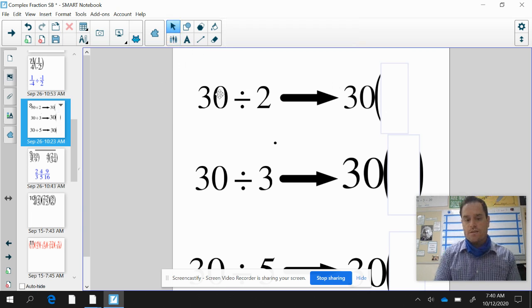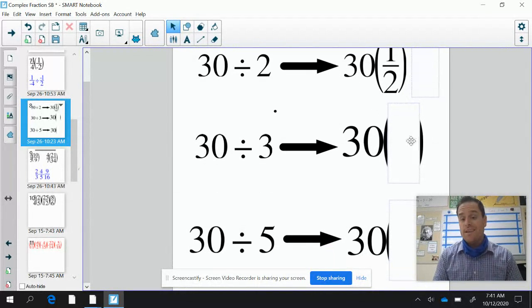We're doing complex fractions. That 30 divided by 2 is 15, right? 30 divided by 2 is 15. That's the same thing as 30 times what? 30 times what will give you 15? That's 1/2. You're going to notice a pattern here. 30 divided by 3 is 10. 30 times what gives you 10? 1/3.